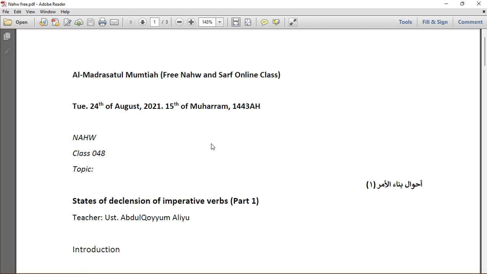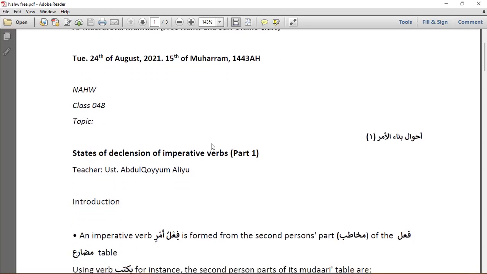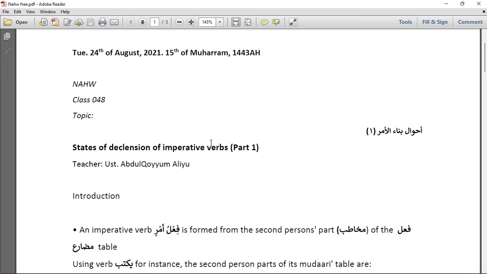Welcome back to the next Nahw class for today, and the topic for tonight is Ahwal Bina il Am. Ahwal Bina il Am, that's the state of declension of imperative verbs.